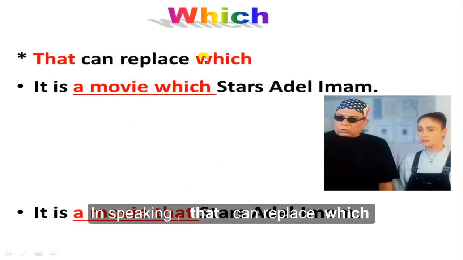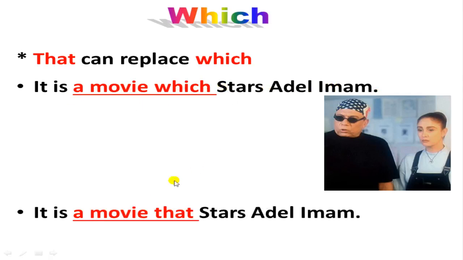That can replace which, but this is informal in speaking, not in writing. It's a movie which stars عادل إمام. So here, use that: omit, delete, erase which, and we put that. Which becomes that. We change which into that. It's a movie that stars عادل إمام. This is of course the movie Hello America.